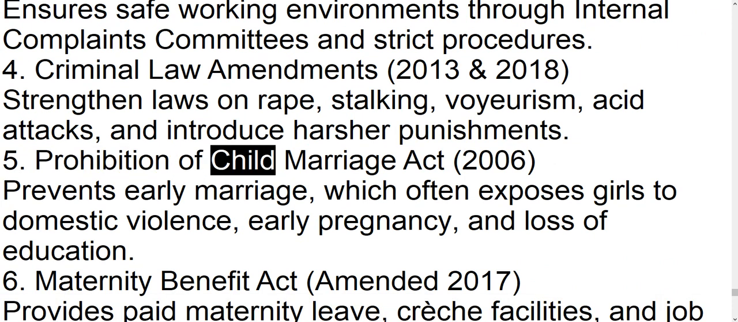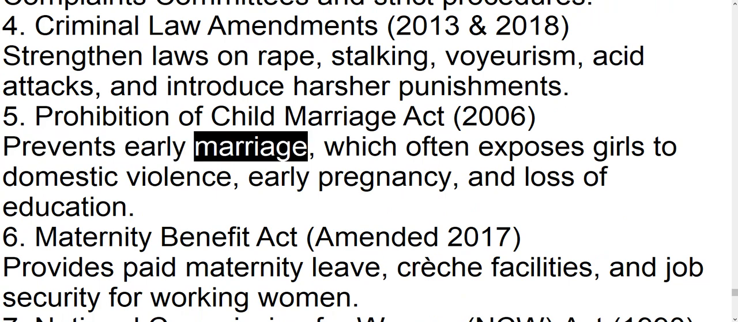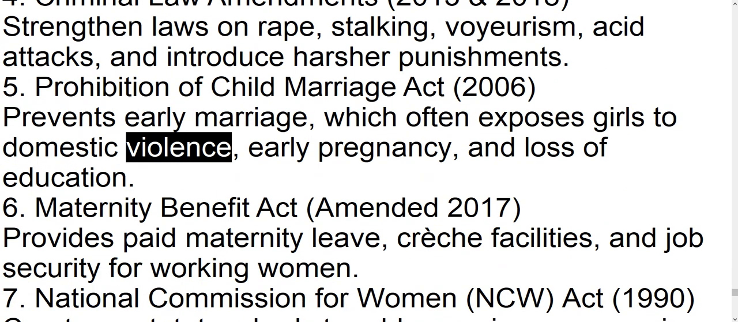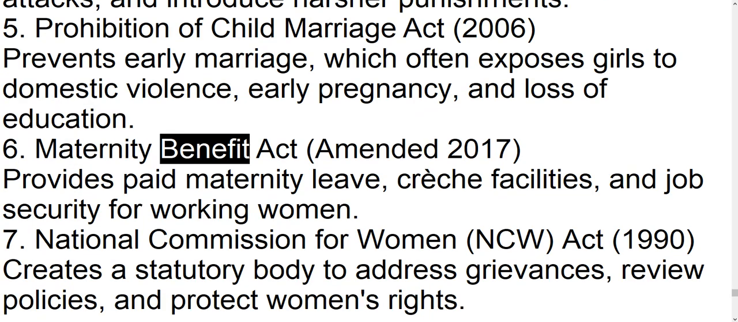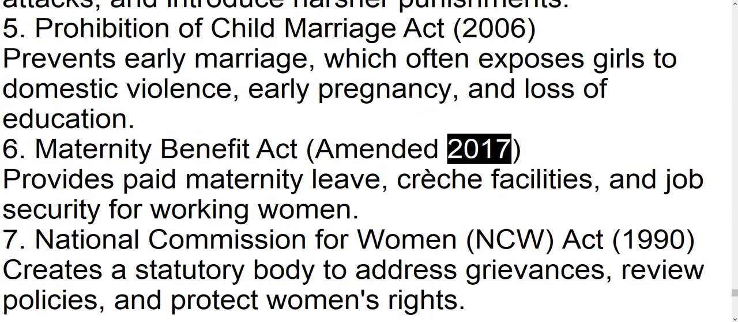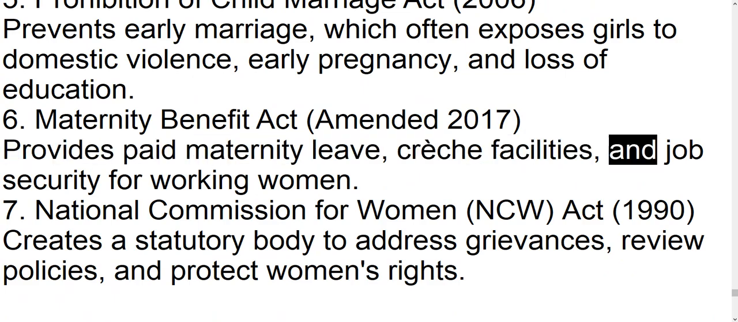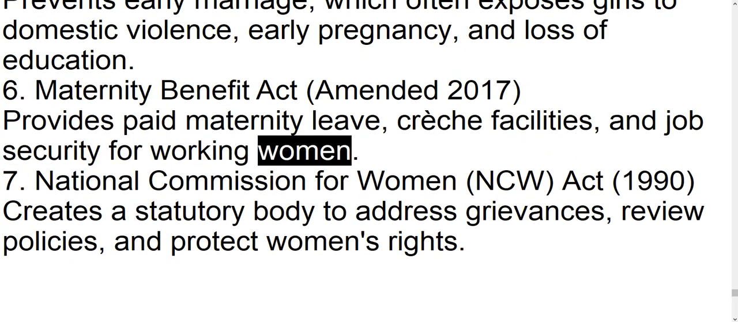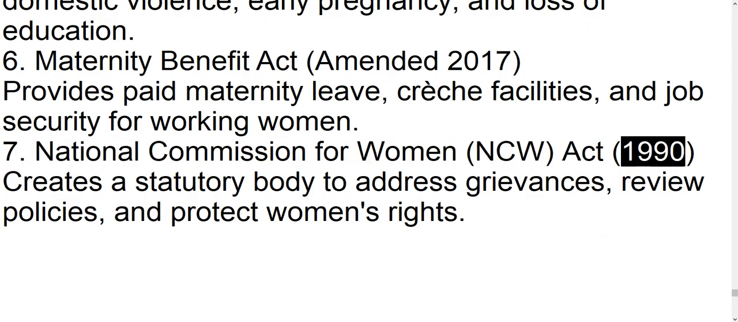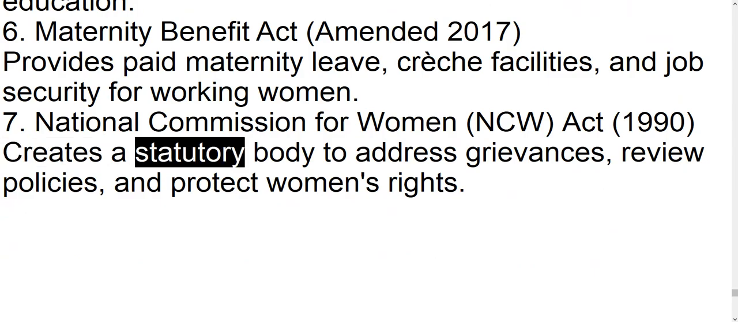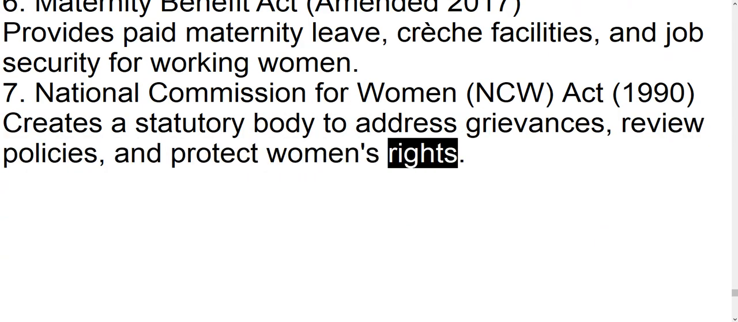5. Prohibition of Child Marriage Act, 2006. Prevents early marriage, which often exposes girls to domestic violence, early pregnancy, and loss of education. 6. Maternity Benefit Act, amended 2017. Provides paid maternity leave, creche facilities, and job security for working women. 7. National Commission for Women, NCW, Act, 1990. Creates a statutory body to address grievances, review policies, and protect women's rights.